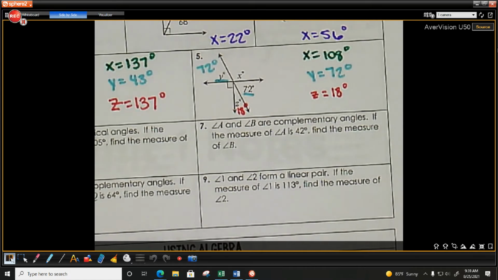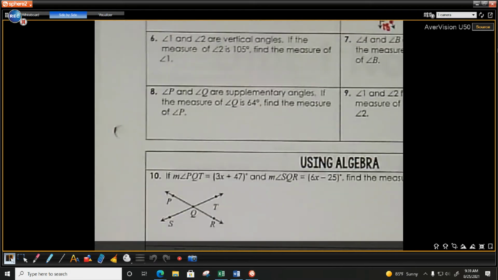Guys, you will need to know how to do this type of stuff all year long. We're going to be finding angles all year long by knowing if they're vertical, a linear pair, supplementary, and complementary. We need to know how to calculate our angles. This is never going away this whole year, okay?